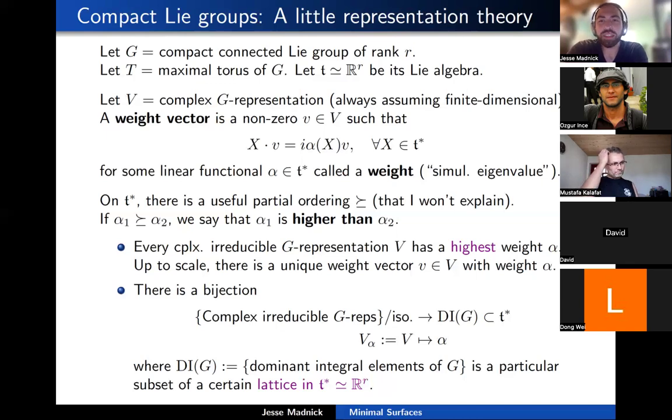You can visualize this, for example, if the rank R is 2, you get some subset of a two-dimensional lattice. Therefore, if the rank is 2, then the complex irreducible G representations are parametrized by a pair of integers. That's what's going to happen for us, because we're going to be dealing with rank 2 exclusively. If it were rank 3, they would be parametrized by 3 integers. I'm going to use the notation V sub alpha to denote the complex irreducible G representation up to isomorphism corresponding to alpha. So it's the one whose highest weight is alpha.